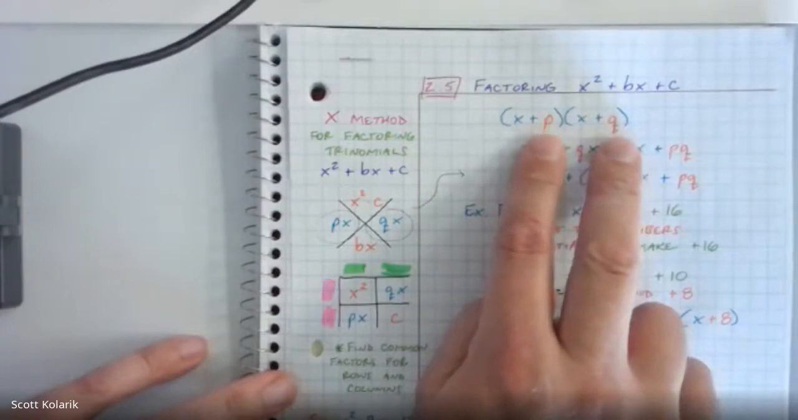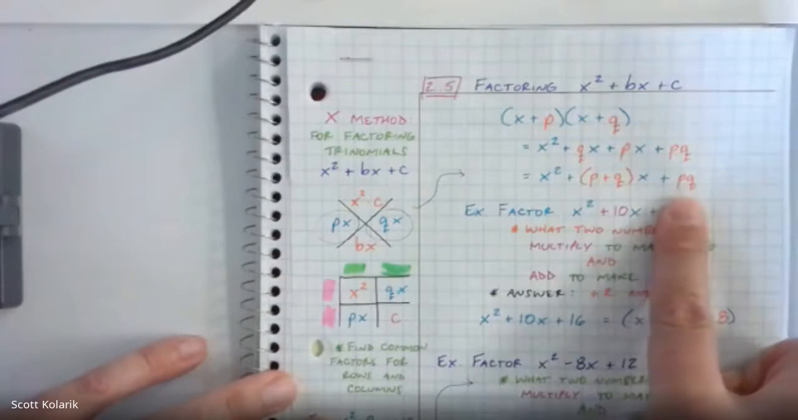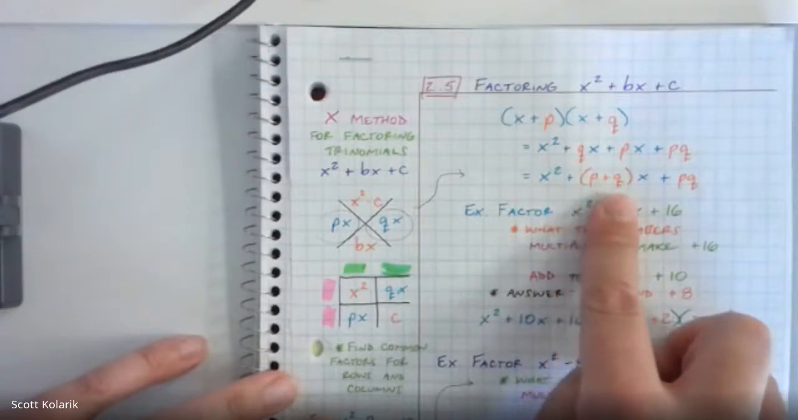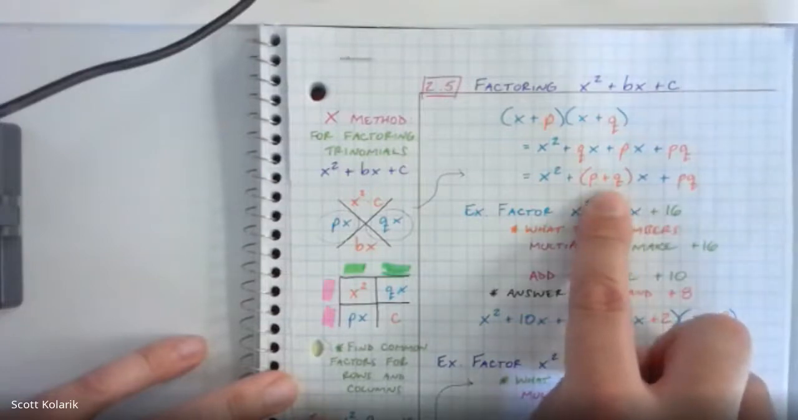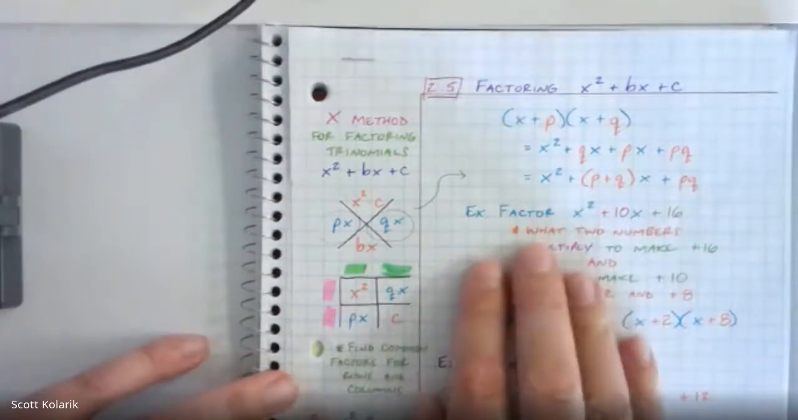And again, the punchline of this entire section is this. Whatever these two values are, whatever two numbers, they're going to have multiplied to make the last coefficient. But they're also going to have added in some way, shape, or form to give me this middle coefficient. Multiplied, added. This ends up being the punchline here. So let's apply this to an example.